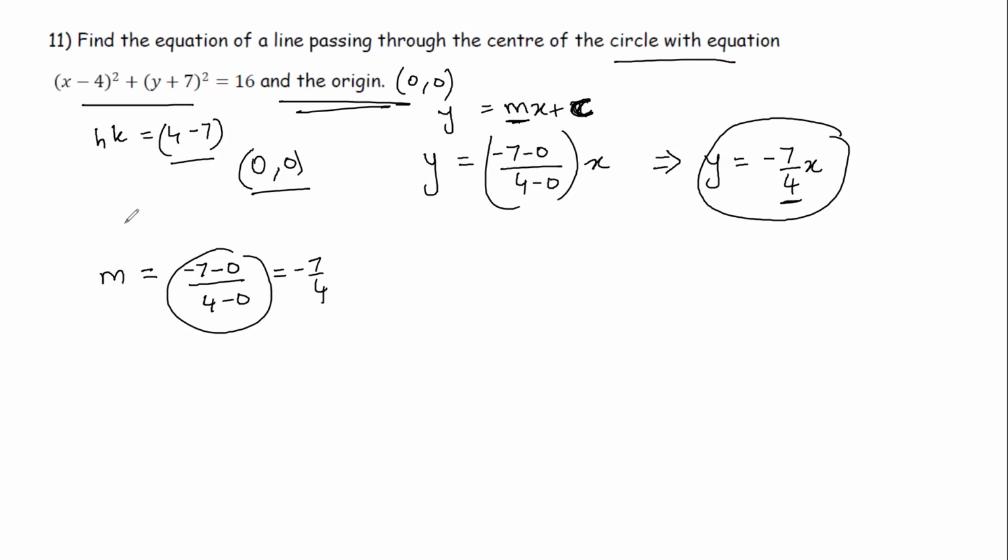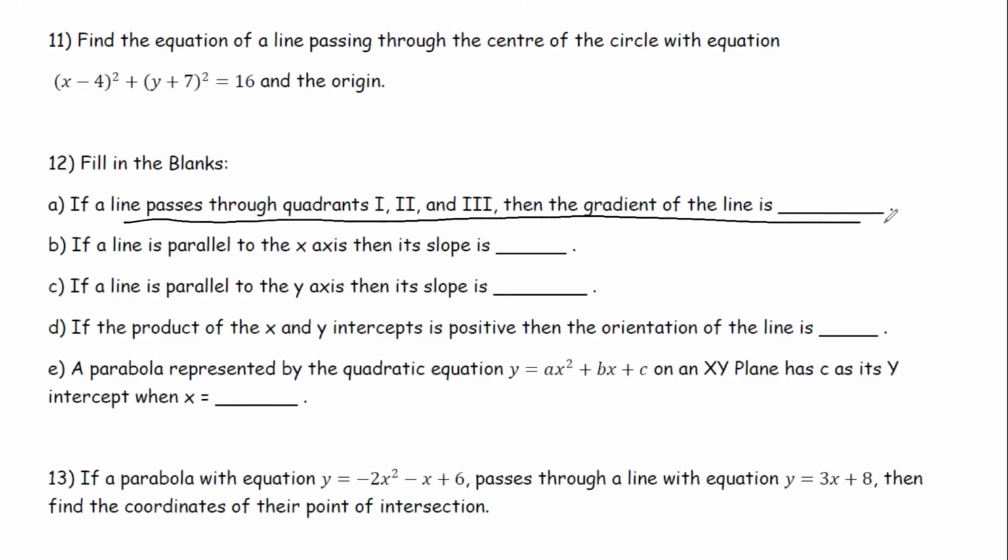Okay, fill in the blanks. If a line passes through the quadrants 1, 2, and 3, then the gradient of the line... See, the word gradient of the line means the slope. Okay, don't get confused. So if you have quadrants 1, 2, 3, let me use another color. Suppose the line is passing through like this, 1, 2, and 3. Then the gradient of the line is positive. It has a positive slope. Remember, the angle should be acute, lesser than 90 degrees with the x-axis. If it's obtuse, then it is negative. If it's acute, it's positive. So the answer is positive.